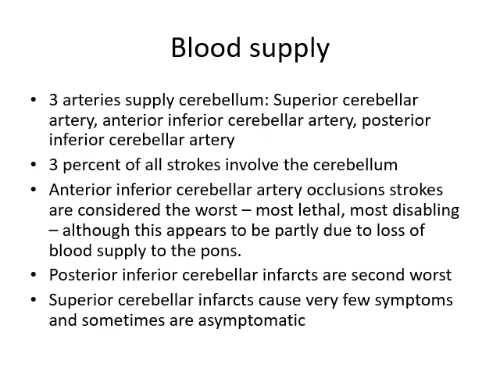If the stroke involves the anterior inferior cerebellar artery, that generally causes the worst kind of stroke. Can be very disabling if not lethal. Although the anterior inferior cerebellar artery also supplies part of the pons, so it appears that the damage from the stroke is not just due to cerebellar damage, but also due to damage to the pons. Posterior inferior cerebellar infarcts are second worst, and superior cerebellar infarcts are the least worst.